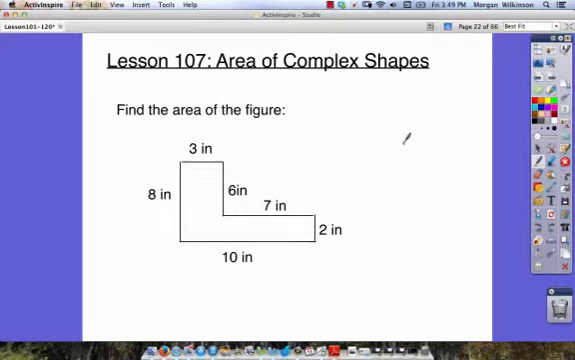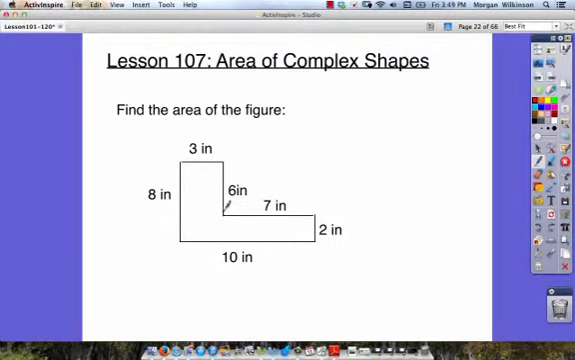Lesson number 107 is about area of complex shapes. Now, to find the area of the figure below, that means how many square inches do we have within this figure. And there's two ways to figure this problem out. This figure is really only made up of two rectangles.